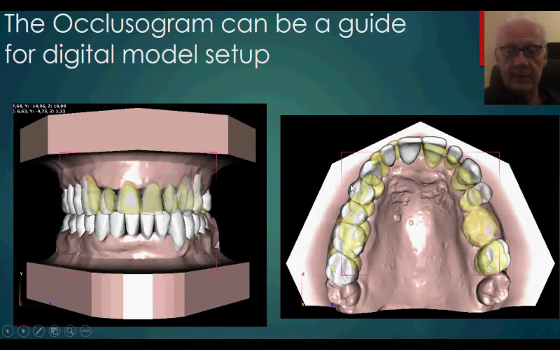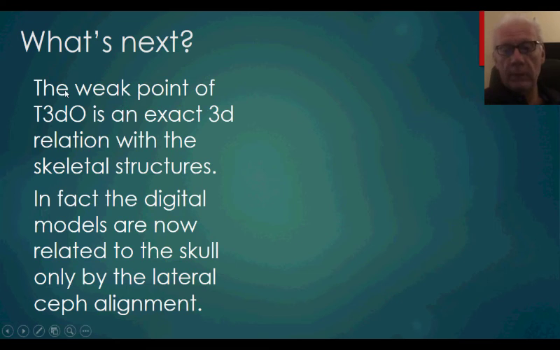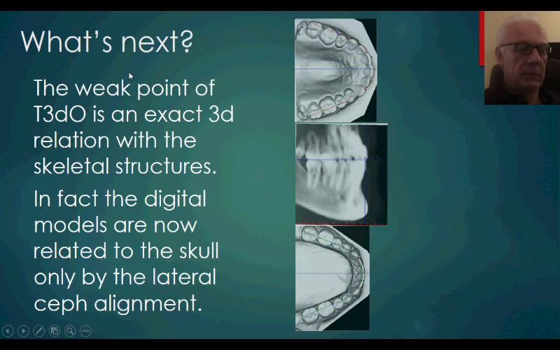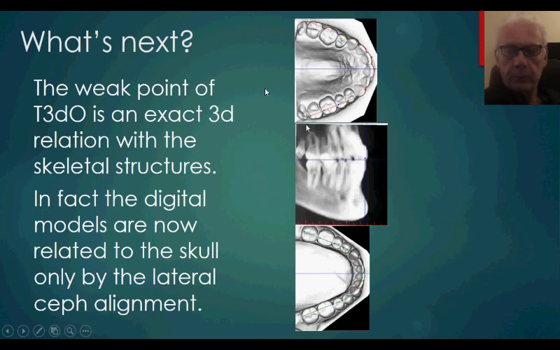So what's next? The weak point at this time is the lack of a connection with the CBCT. And actually you can do it, but it's something that you have to work a little bit on your own and try to find out from the CBCT which are the needed vertical movements in the posterior teeth. So probably what we will need is just to connect the lateral view.